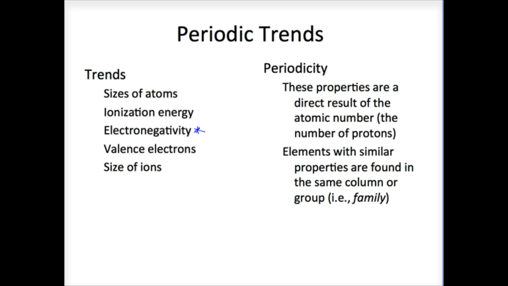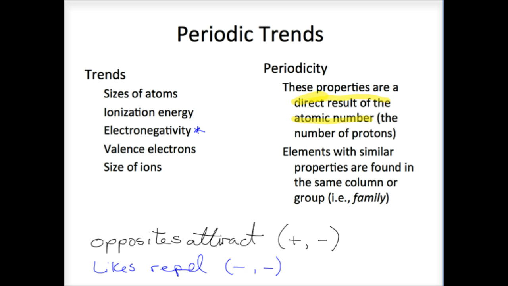Periodic law is the idea that properties are a direct result of the atomic number. That means there's something going on between the actions of the electrons and the protons. We know that electrons and protons experience an attraction, what's known as an electrostatic attraction. Opposites attract, likes repel. And ultimately, the trends are a result of those interactions between protons and electrons. So one more time, opposites attract, likes repel. So ultimately, all of our trends here have to do with these two interactions.